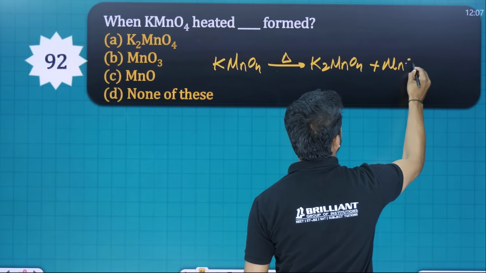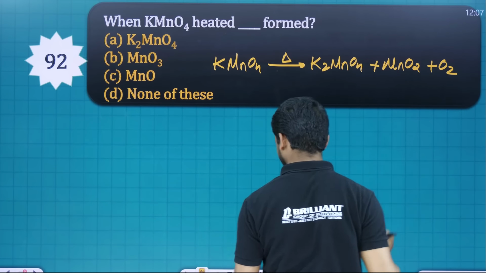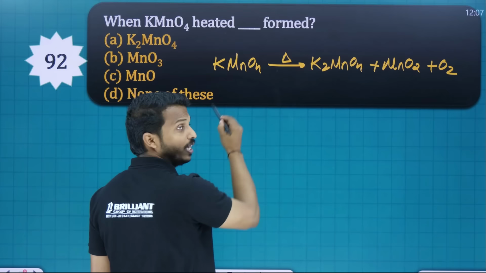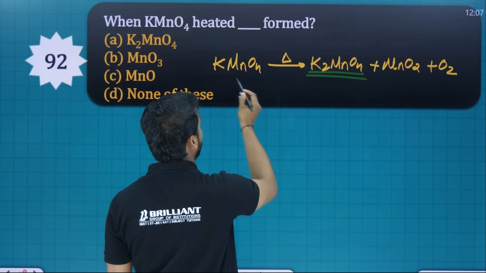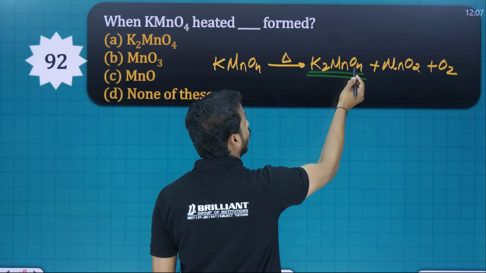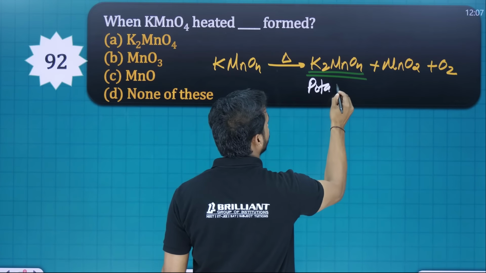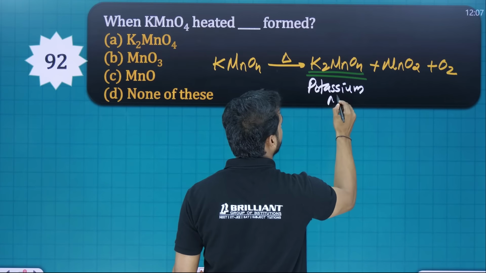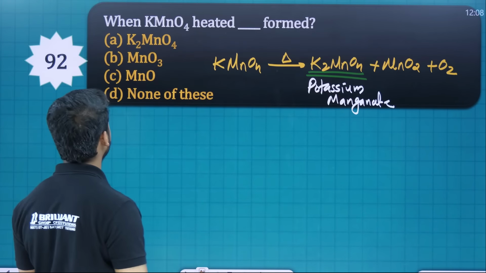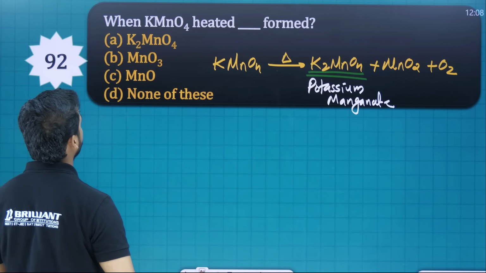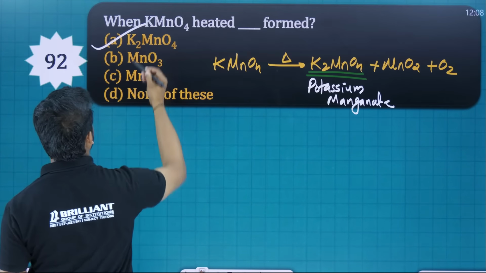K2MnO4, MnO2 along with the oxygen. So KMnO4, when you heat it, will give you potassium manganate. What is KMnO4? Potassium permanganate. What is K2MnO4? Potassium manganate. Ready? So what happened? KMnO4 heated, it forms what?